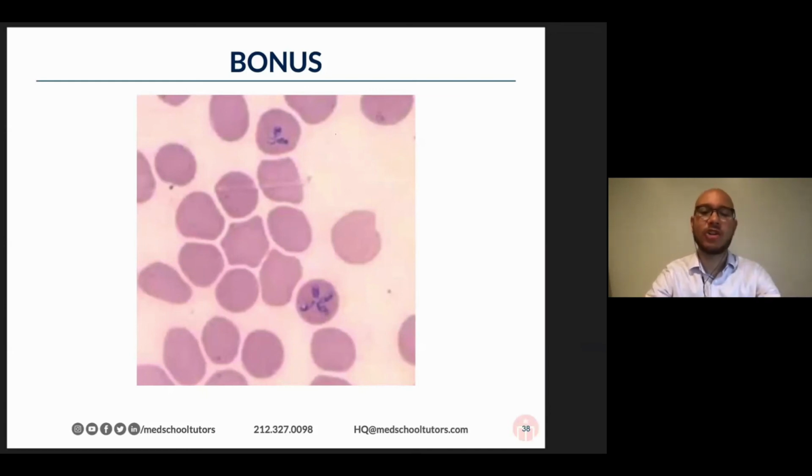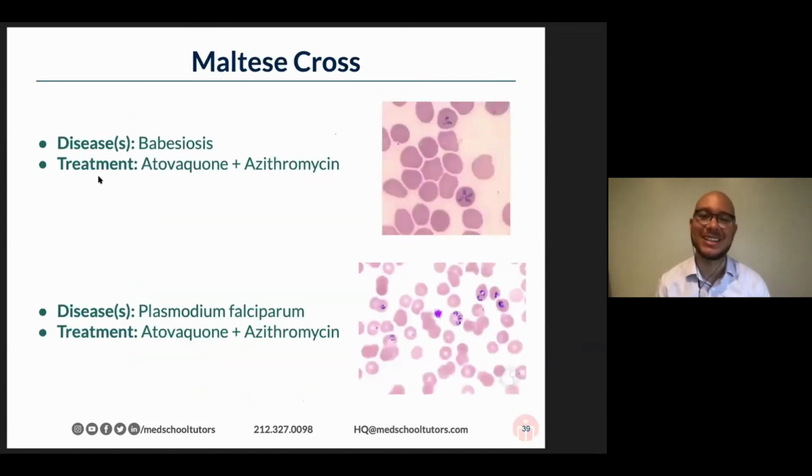And what if I gave you the clue? What if I told you that it's called a Maltese cross? Folks are getting it right. I love it. It's babesia. So babesiosis, the treatment, might come up on your exam, is atovaquone, and you add in azithromycin. It is transmitted by a tick, the same tick as Lyme disease, actually.